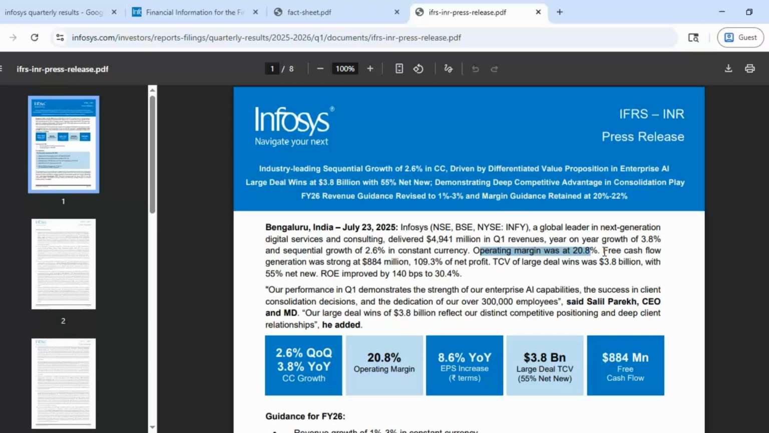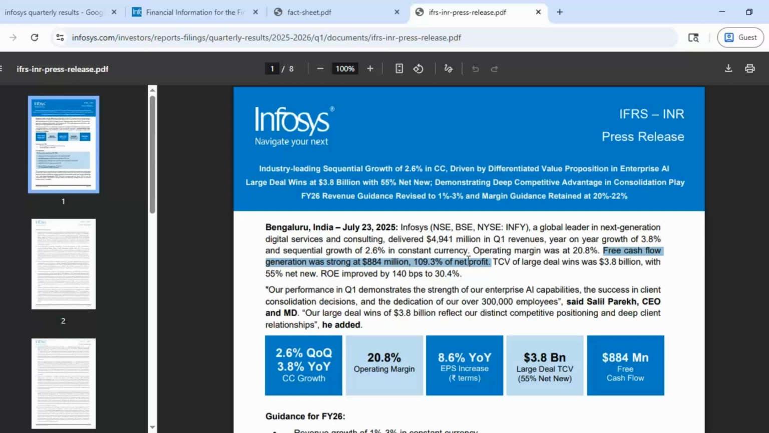Right. Then they mentioned free cash flow generation was strong, which is around 884 million dollars, and which is 109.3% of their net profit. That's very good. They have strong cash generation, and salaries are safe, that I can say, and financial health is good. So that is a very good sign.